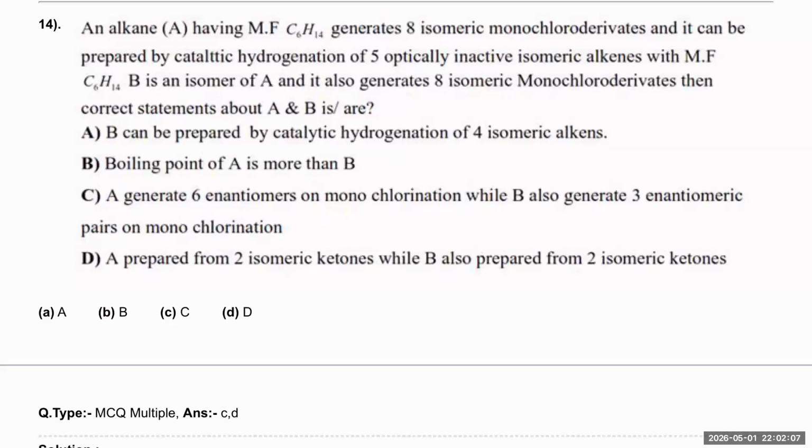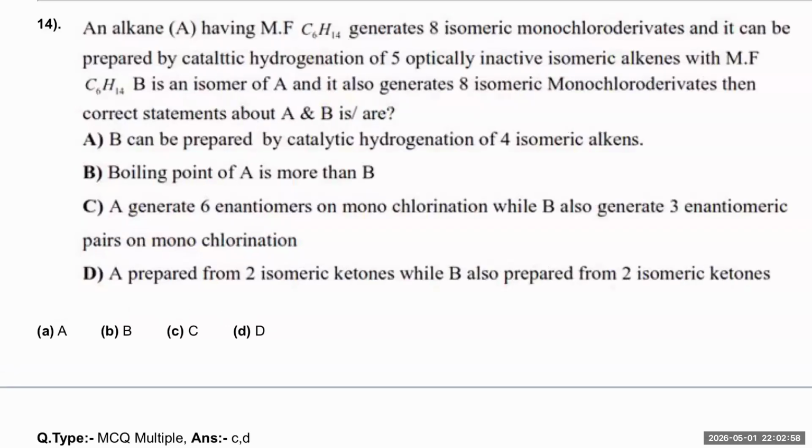Okay. This one is interesting. An alkane A generates 8 isomeric monochloro derivatives and it can be prepared by catalytic hydrogenation of 5 optically inactive isomeric alkenes with molecular formula C6H14 with alkenes. Okay, so here there was some mistake. It should have been C6H12, I guess. B is an isomer of A and it is also generating 8 isomeric monochloro derivatives. Then correct statement of A and B is. Okay, there's one mistake in here, that it should have been C12 so that it shows it is an alkene form. Okay, that's one thing it was missing out.